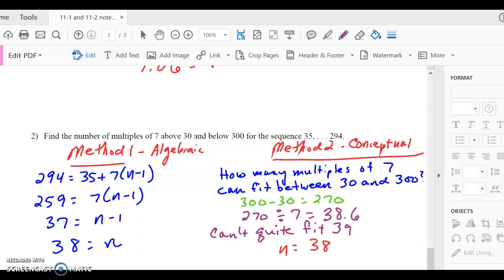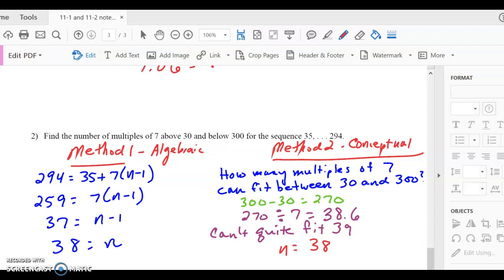So on the left-hand side, method 1 is more algebraic, more formulaic. You can say 294 is my t sub n, 35 is my t sub 1. I know that I'm going to be going up by 7s because that's the definition of being a multiple of 7. And then I just algebraically manipulate the problem and get 38.